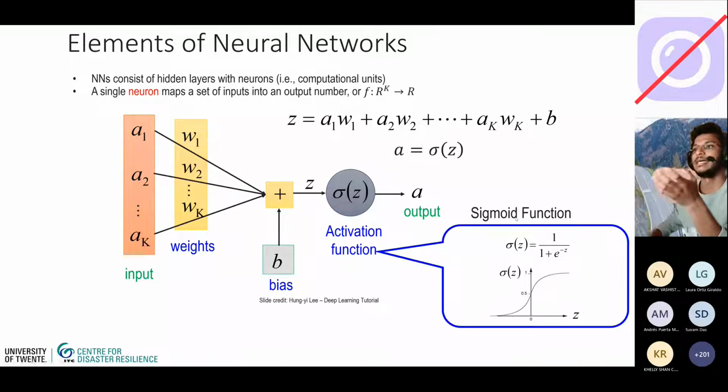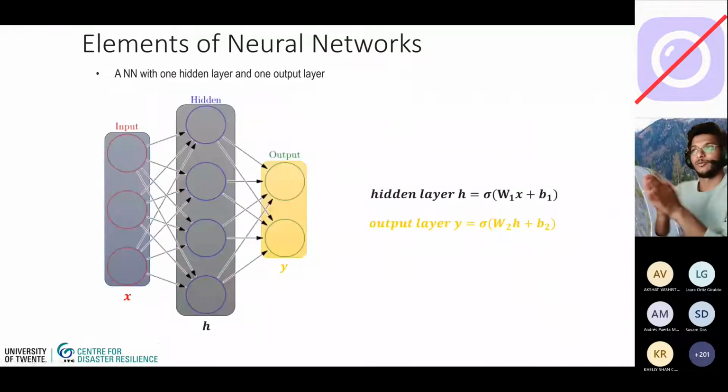So we have to understand that the activation function plays a very important role in our output, because it decides if a neuron should be activated or not. There are many types of activation functions in the literature. This is a very common activation function, the sigmoid function, and about this you will learn more in the tutorial.